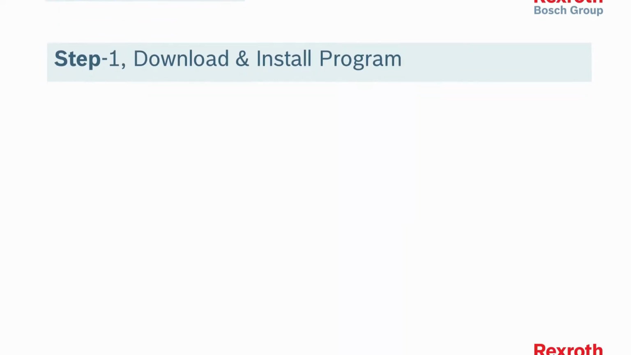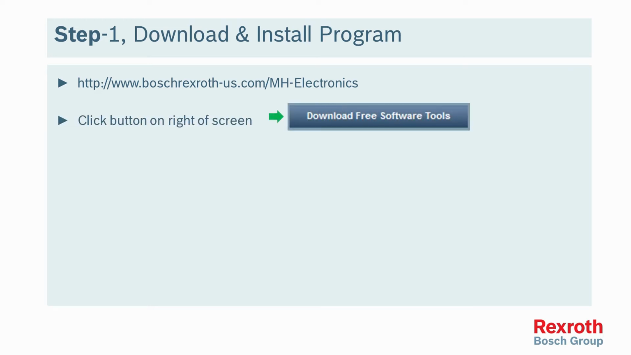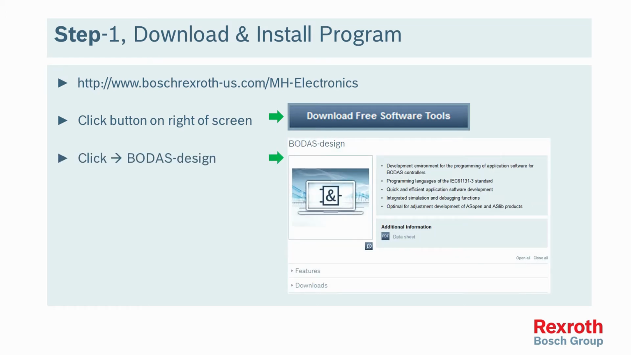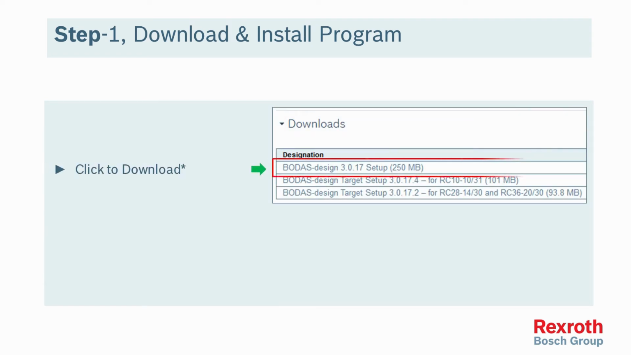Okay, let's get started. Step one is download and install the BODAS Design Program. Please navigate to the address shown, boschrexroth-us.com/mh-electronics. Next, on the right of the screen, click the button labeled Download Free Software Tools. Then, click the link BODAS Design. Below, it should open up and you should see Features and Downloads. Click the Download link. You'll see a list of several items to choose from. Click the top selection for the BODAS Design Program.